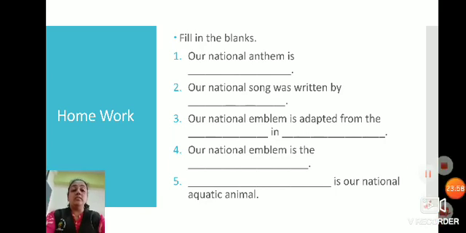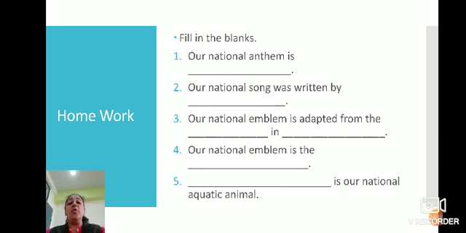Now here you can see the fill in the blanks. By solving this fill in the blanks, we can check how much you understood this lesson. Got it? Now the first fill in the blank is: our national anthem is dash.